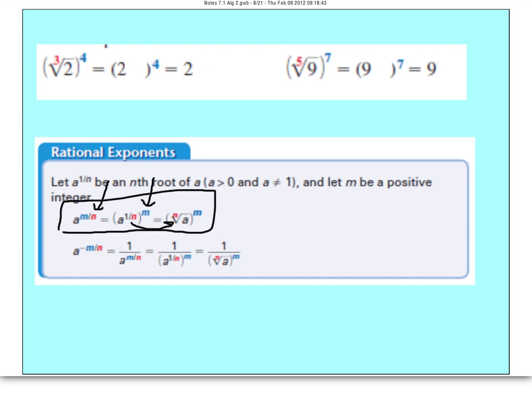The other thing you need to be cautious of is, remember from chapter 6, we do not like negative exponents. If you have a negative exponent, just put it over 1, and you're going to drop it down.